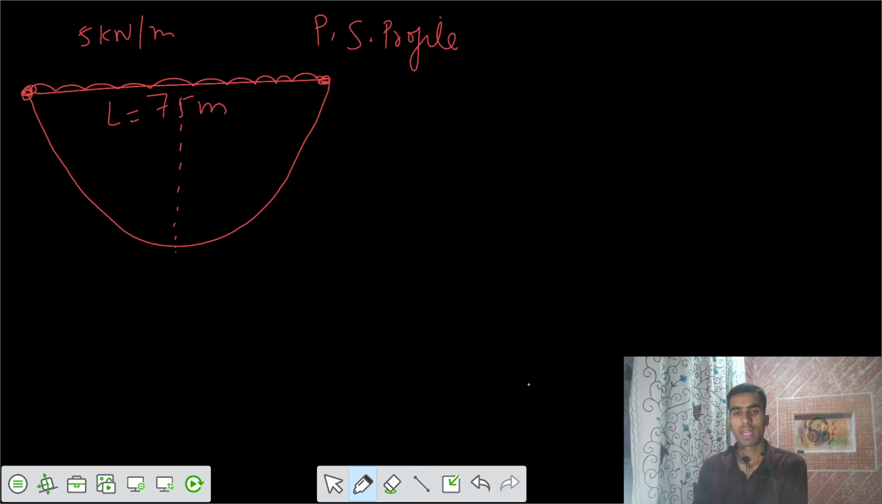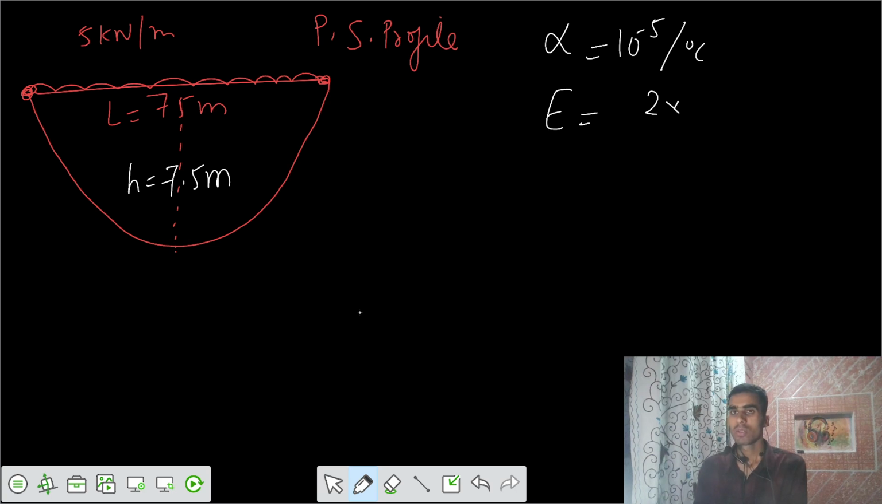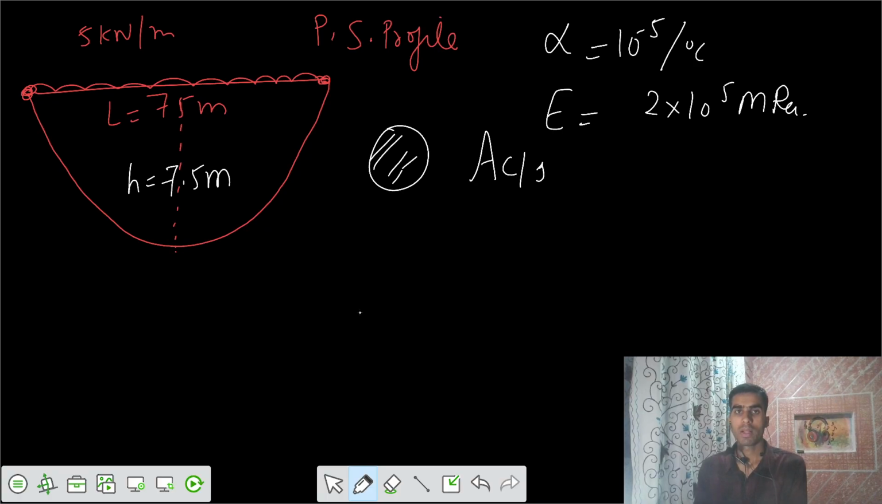So what is the data we need to get? It's saying that h at the midspan, that central sag, equals 7.5 meter. What's the data that's provided? It said that alpha equals 10 to the power minus 5 per degree Celsius, and modulus of elasticity for the material, maybe steel, 2 into 10 to the power 5 megapascal, and the area of cross section of the wire of the cable equals 500 millimeter square. So this is the data provided.